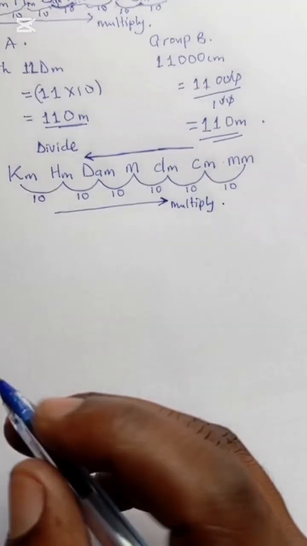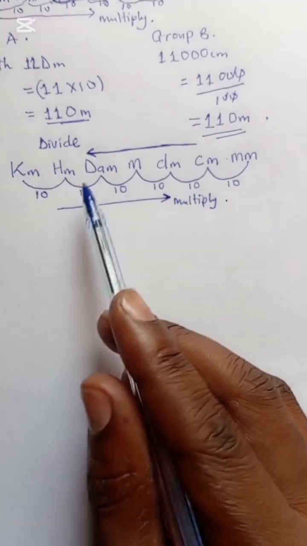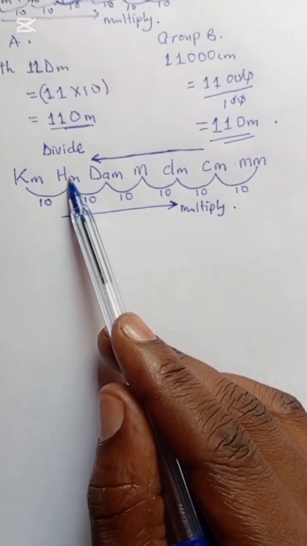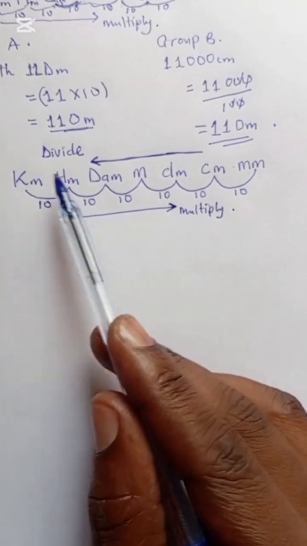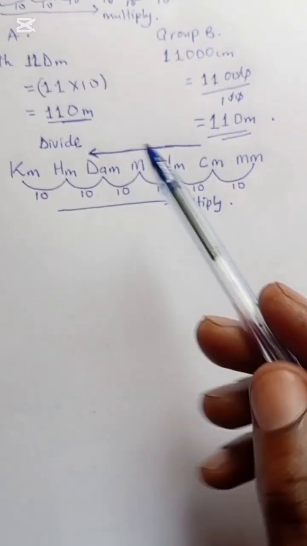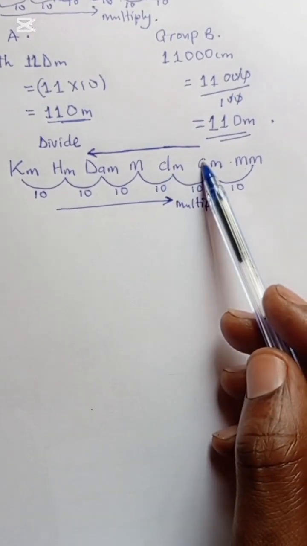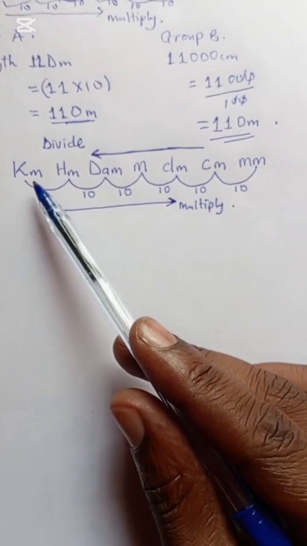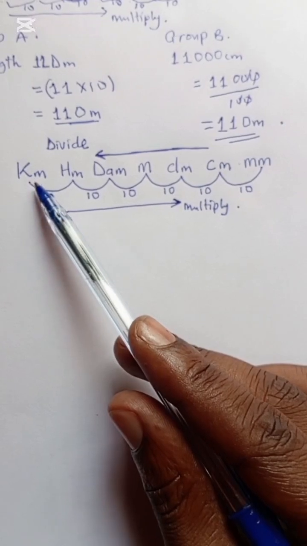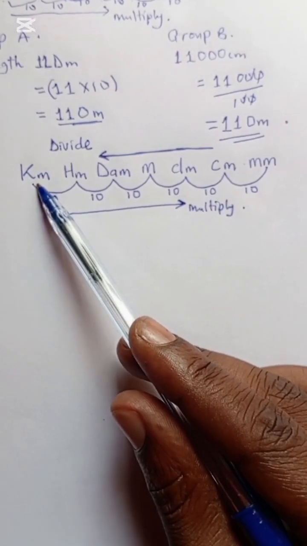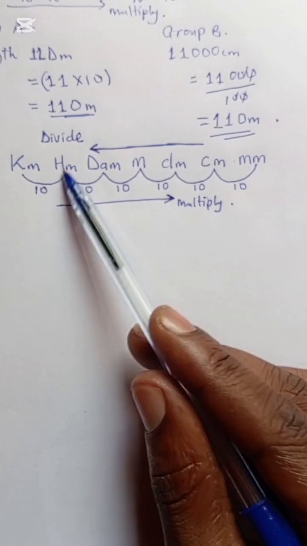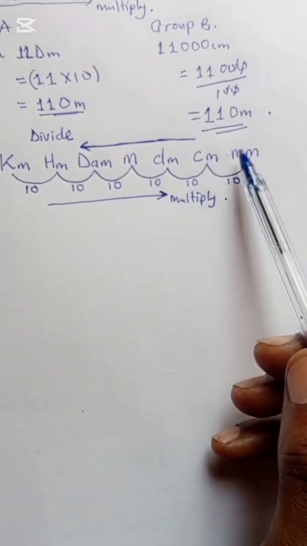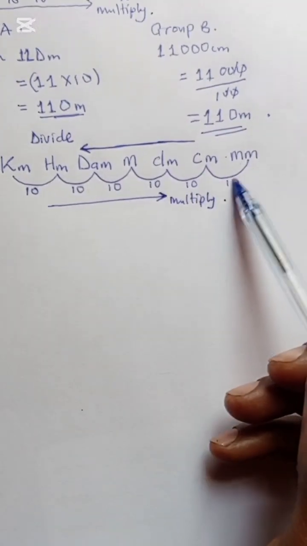Okay, let me show this more clearly here. As you can see, this is what we are saying, King Henry's daughter Mary drank cold milk, which gives us the measurements: kilometers, hectometers, decameters, meters, decimeters, centimeters, and millimeters. This is the variation I'm talking about.